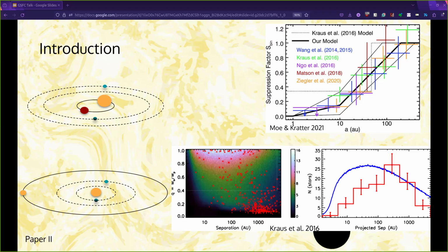So across 2016, you can see that the distribution of projected separations for stars that have planets versus stars that don't is different. And the Moe and Kratter result actually quantified what the suppression effect is for the occurrence of planets, and it goes down by a factor of 10 by the time you get to 10 AU. And since most stars are in binaries, it's a really important thing for us to understand if we want to understand the population of planets in the Milky Way.